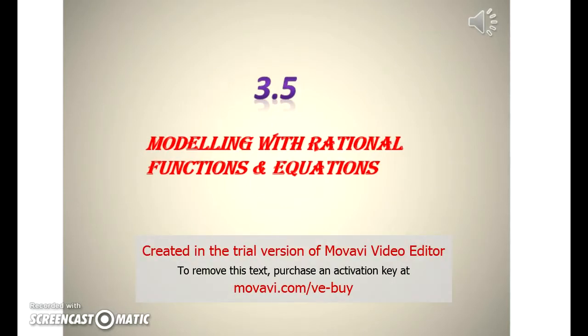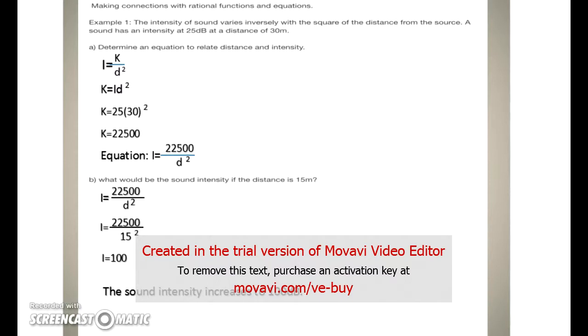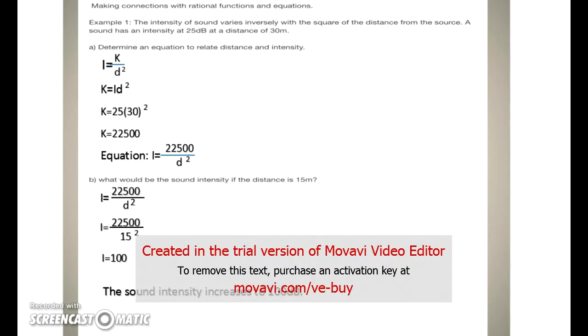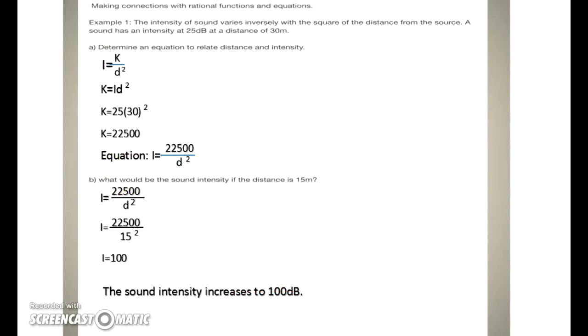3.5 Modeling with rational functions and equations. Making connections with rational functions and equations. Example 1. The intensity of sound varies inversely with the square of the distance from the source. A sound has an intensity of 25 dB at a distance of 30 m. A. Determine an equation to relate distance and intensity.